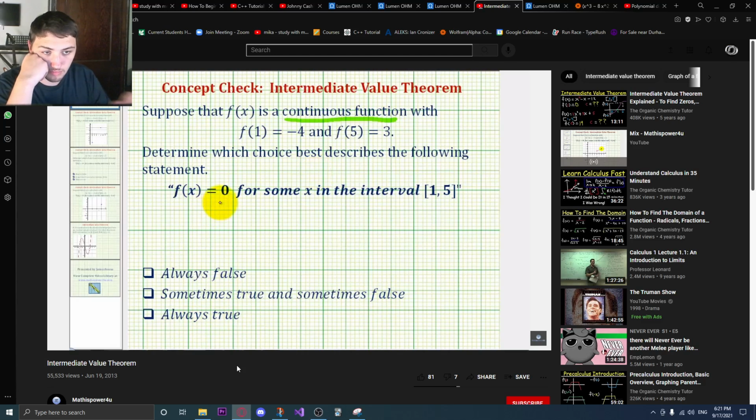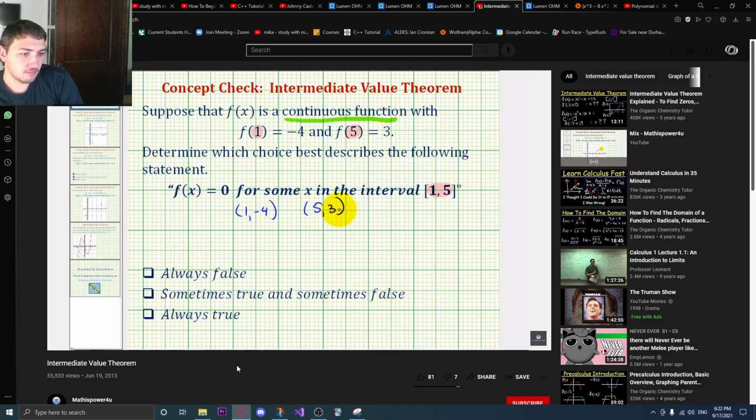Notice the closed interval from 1 to 5 comes from the inputs of the function, and notice how the outputs, or the function values, are opposite signs. One's negative and one's positive. If f of 1 equals negative 4, a continuous function must pass through the point 1 comma negative 4. And if f of 5 equals 3, it must also pass through the point 5 comma 3. So the key here is that our function is continuous, and it must pass through these 2 points.